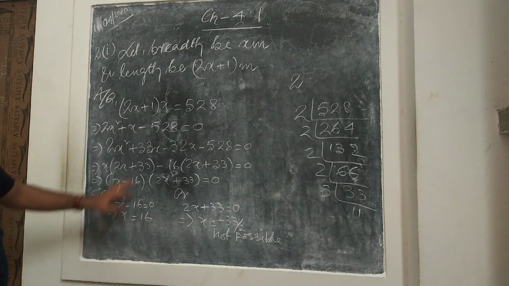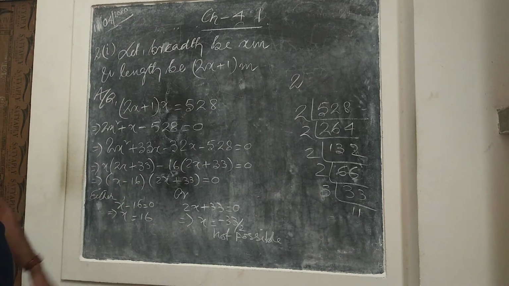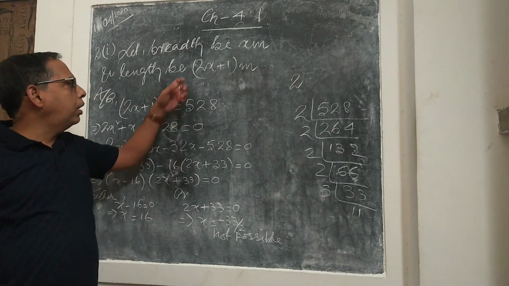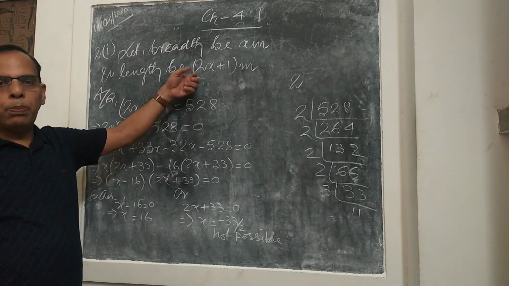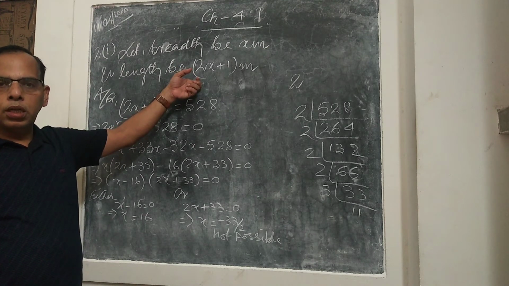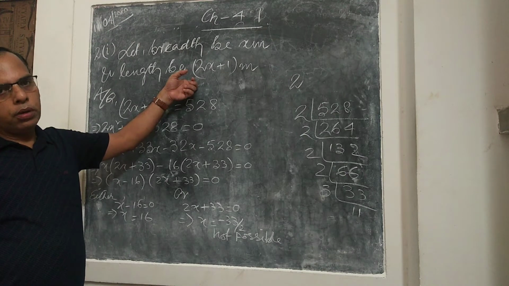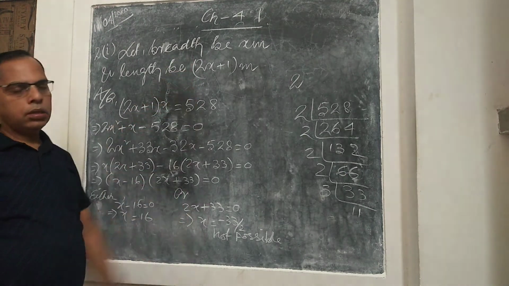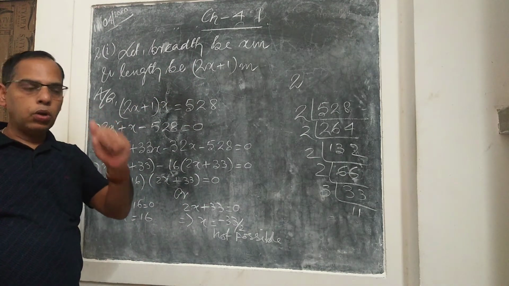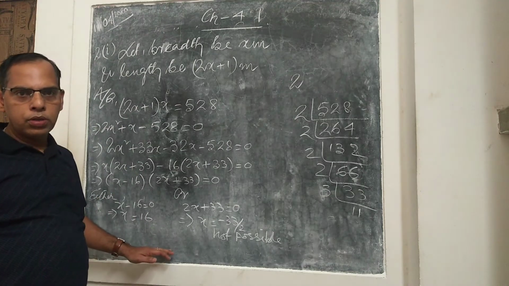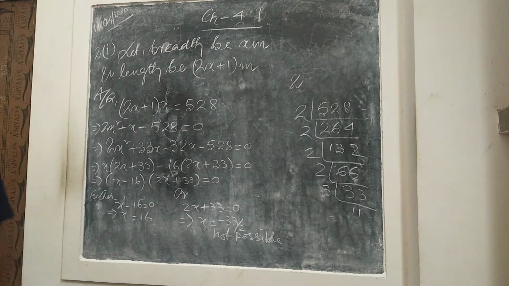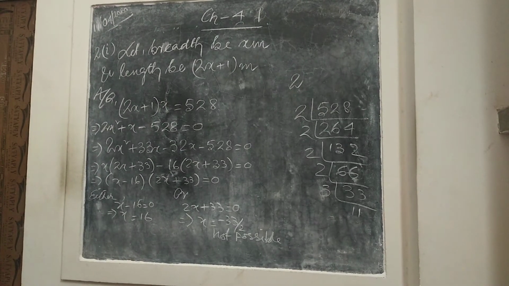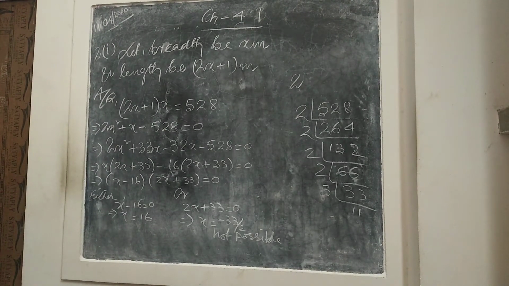Okay, so therefore the breadth is 16 meters and the length is 2 × 16 + 1. 2 × 16 is 32, 32 + 1 is 33. So the length is 33 meters, breadth is 16 meters. That will be the conclusion. Conclusion I have not written, so please don't forget to write down the conclusion. Okay. Now let's see the next one.